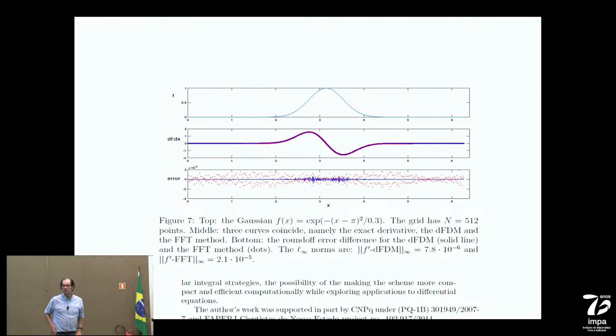But do you see one thing that called my attention? In the bottom graph of the error, let's see if you share with me my opinion that there's something interesting there. What do you think is interesting, Márcio?